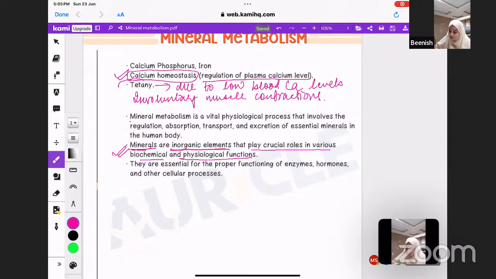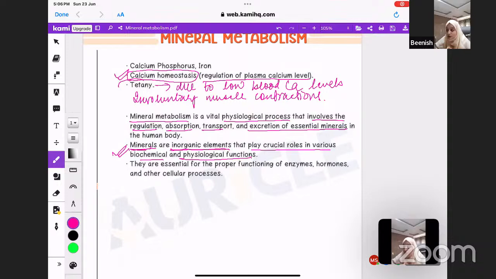Now, the second point is mineral metabolism, a physiological process that involves the regulation, absorption, transport, and excretion of essential minerals in the body. Okay, so you require minerals. Then, apart from that, you also need to have a regulation of their levels. You need to metabolize them. So what is mineral metabolism? It is a physiological process by which you regulate their levels in the body.